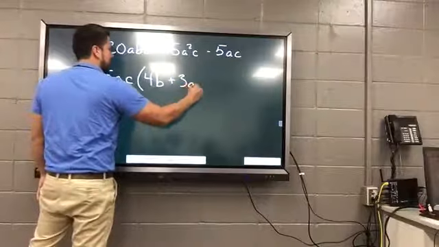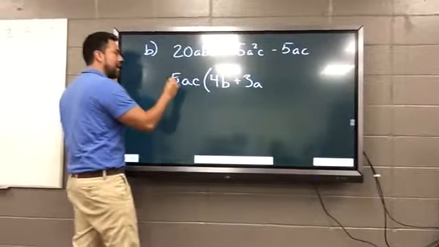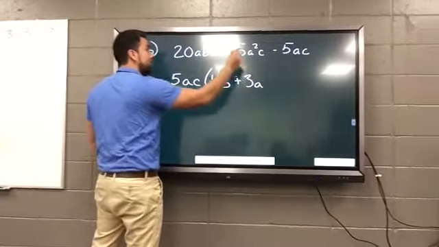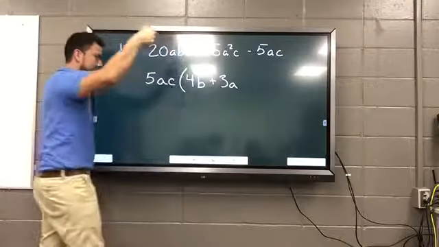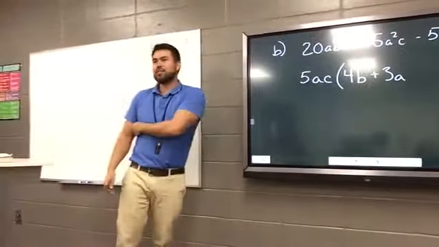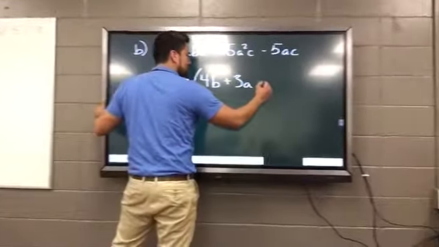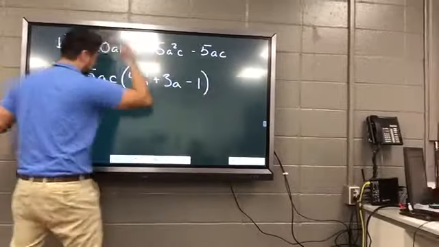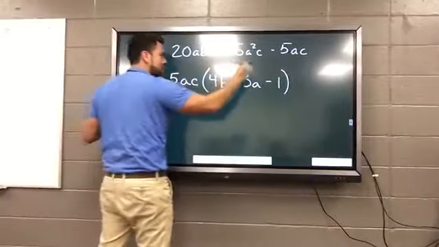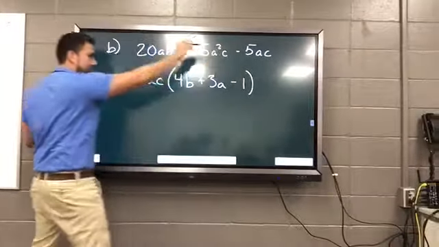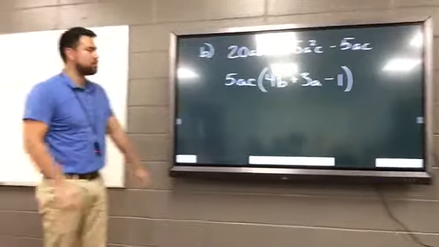Eli, the second term. Plus 3A. Oh, good guess, but let's check it. 5AC times 3A? 15A squared C. That works. Very good. Last term. Katie? Negative 1? Hold on. What's 5AC times negative 1? Negative 5AC. That works. That is the expression.